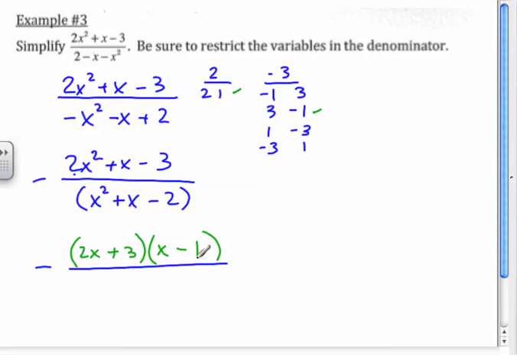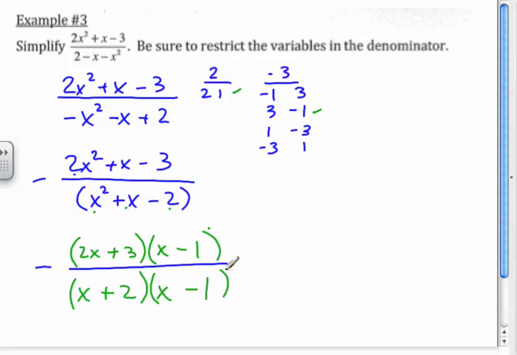Then the bottom one's easy to factor because there's nothing in front of the quadratic term right here, so I know it's going to be x and x. And then remember, the two numbers need to multiply to give me negative 2, but add to give me positive 1. So I'm going to use plus 2 and minus 1. Okay, look at those factors here and here, right?